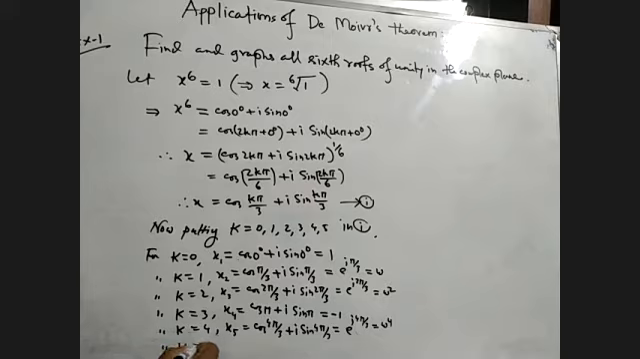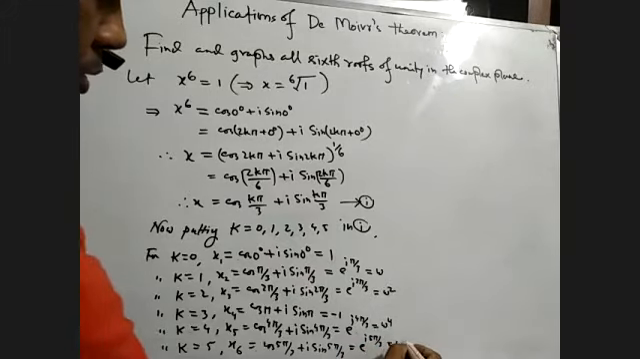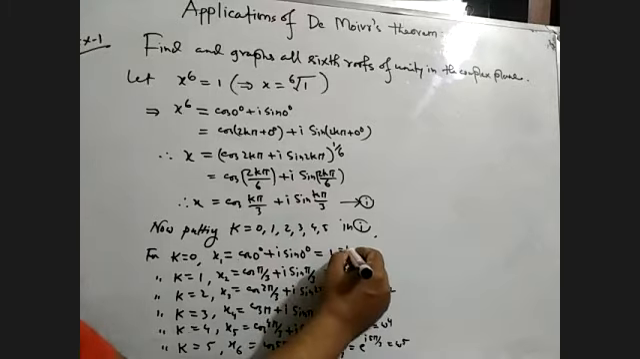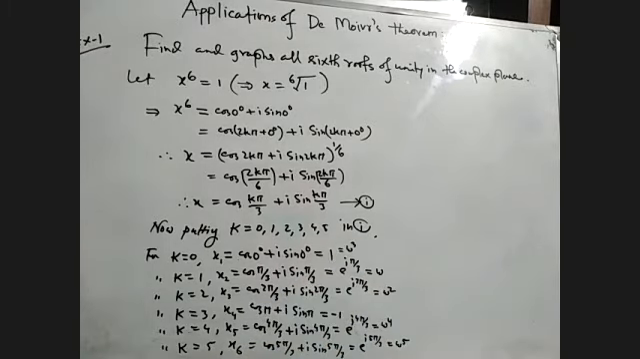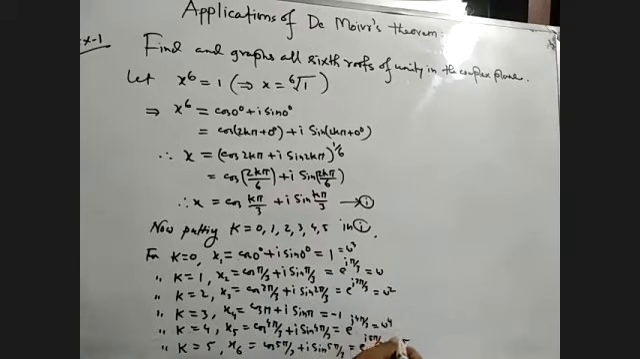Now for the last value of k, if k equals 5, then the sixth root will be cos 5 pi by 3 plus i sin 5 pi by 3. This can be written in exponential form 5 pi by 3. That means omega to the power 5. And this will be omega cube. You must know. So omega, omega square, omega cube, omega to the power 4, and omega to the power 5.